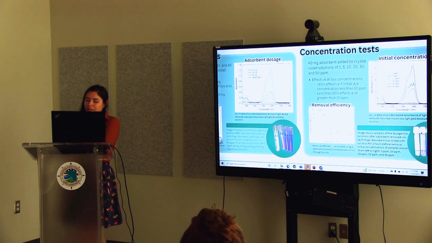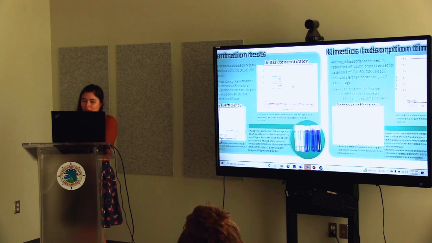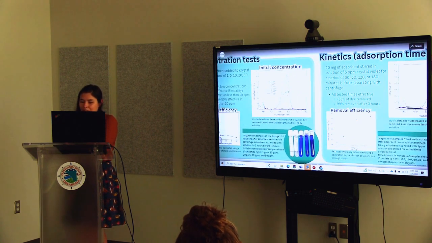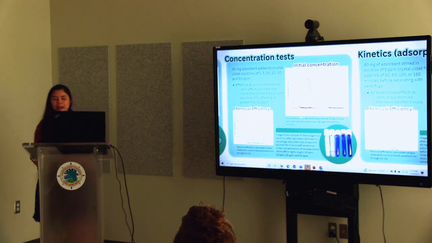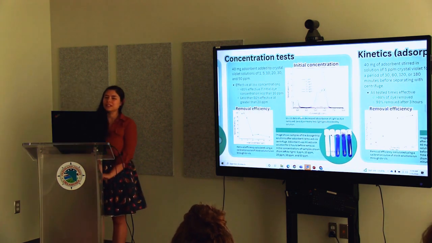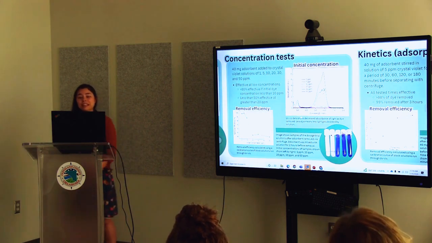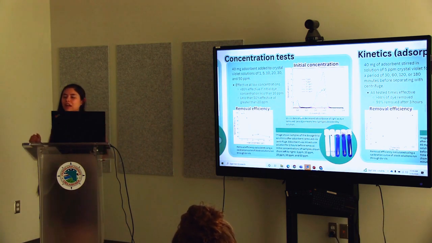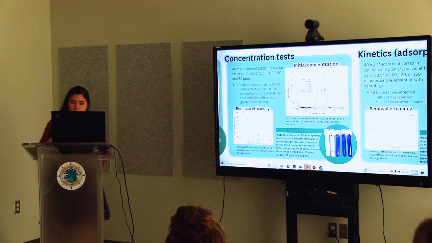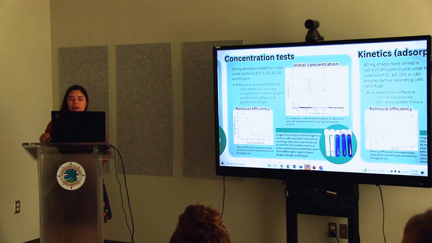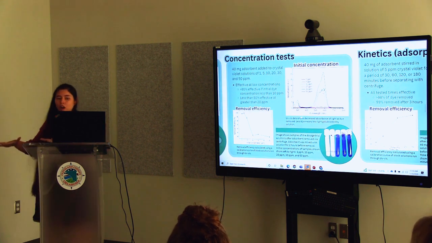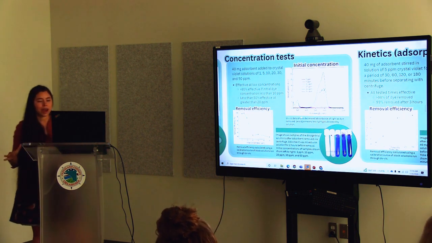So that is very satisfying, right, because you can tell right away that it worked, but unfortunately we do have to use UV vis because it looks less purple is not acceptable in the paper. So we did concentration tests as well, so this is where we changed the amount of dye that we added. So we have from 1 part per million to 50 parts per million, and we used 40 mg for all of that, and we ran them all for 2 hours.